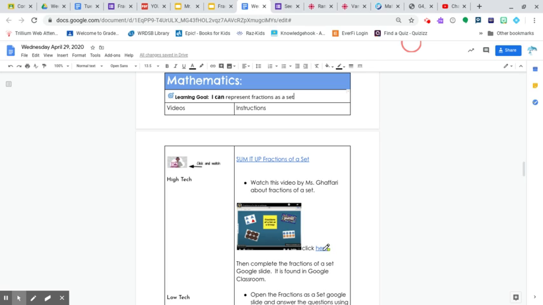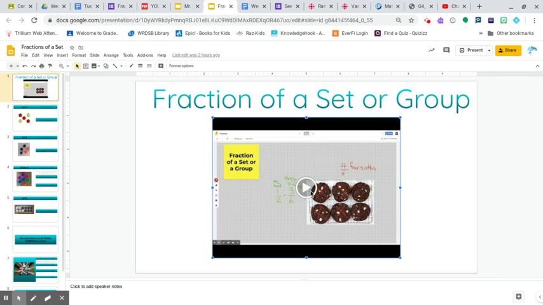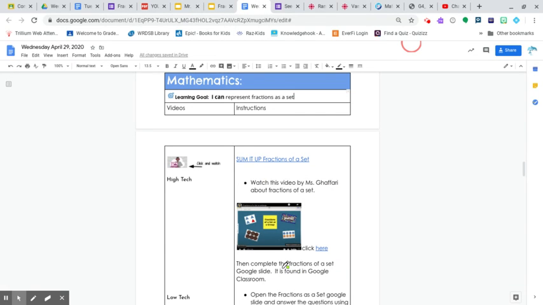If you click here, it's going to take you to a video, and this video is going to explain to you how the lesson is going to go. There's also a Google slide that will be in the Google Classroom. So when it says complete the fractions of a set Google slide, you'll find that in the Google Classroom. So there's the task board, which is this document here, but also there's the Google slide that you'll be able to have a copy of, and that looks something like this.